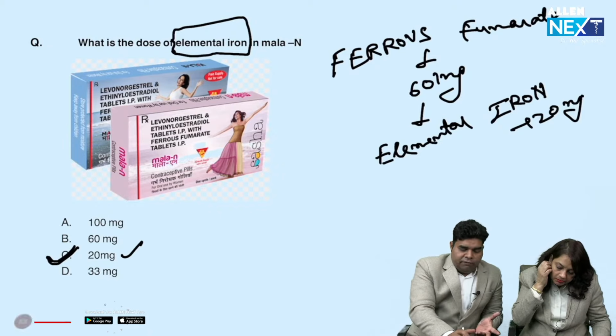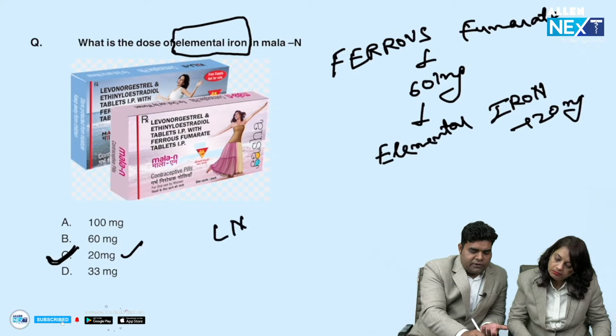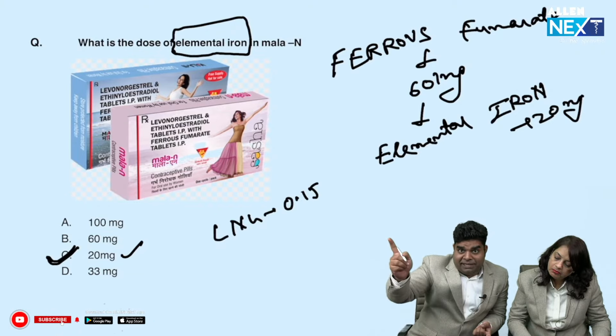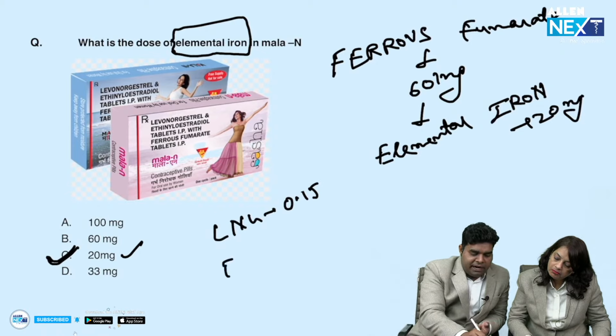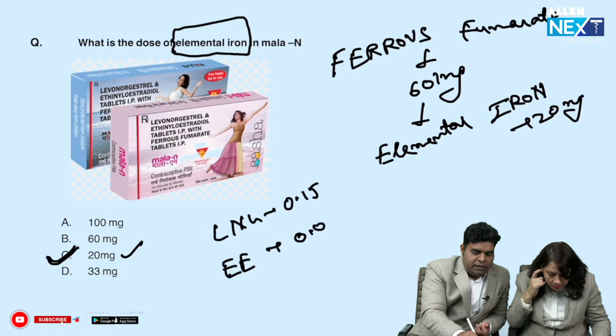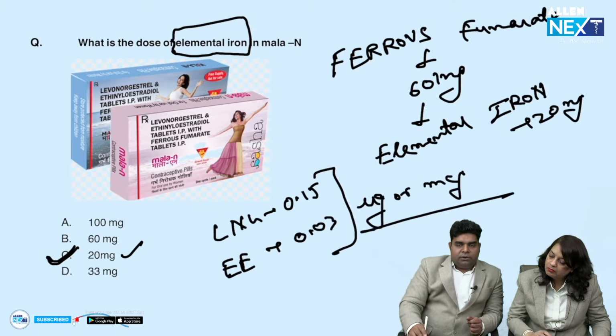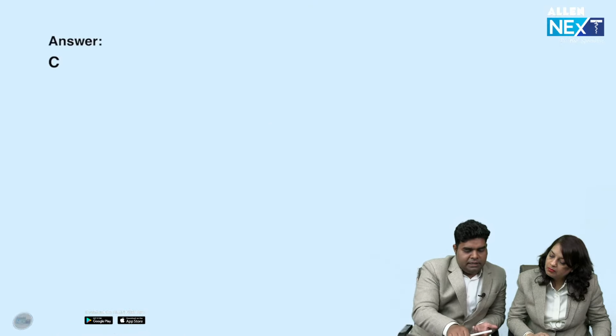And of course, you all know the dose of levonorgestrel, which was 0.15. 1.5 is in i-Pill, 0.15 here, and ethinyl estradiol is 0.03. Both are in milligrams. Sometimes they write microgram as MCG. That is the same thing. Okay, so do remember it.